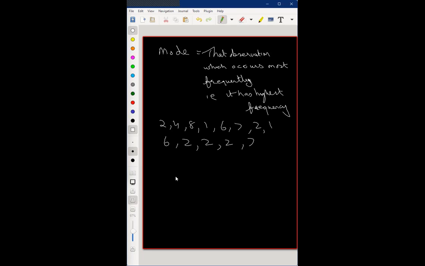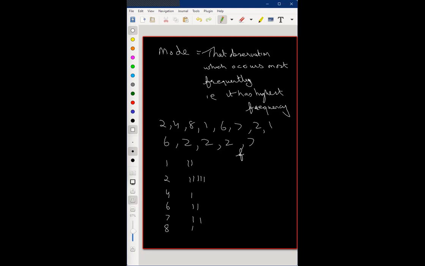Sir, 2. Yeah, it will be 2, but what will we need to do? First, we'll have to make a frequency table, right? So what do we do? We arrange the values: 1, 2, 4, 6, 7, and 8. So we have 2, 1, 4, 8, 1, 6, 7, 2, 1, 6, 2, 2, 2, and 7.